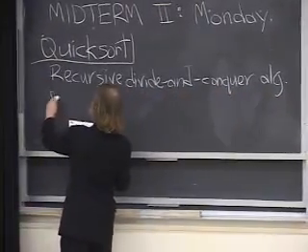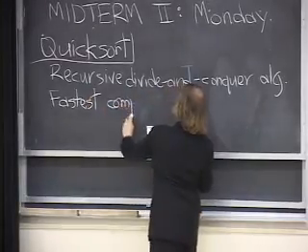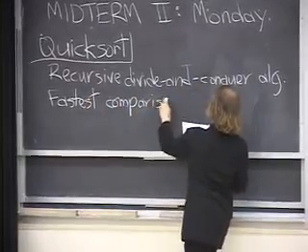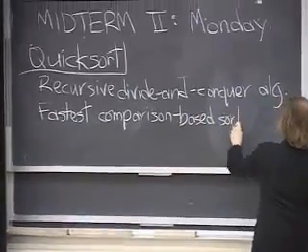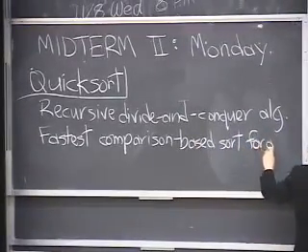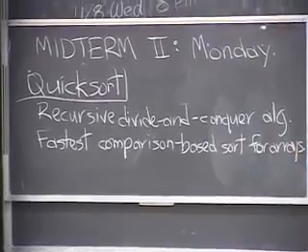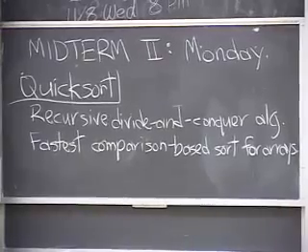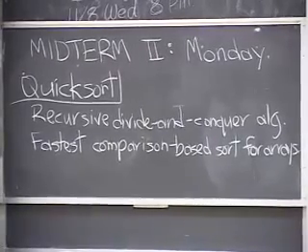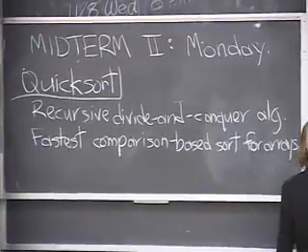Quicksort is the fastest known comparison-based sort for arrays. Several qualifiers. We will actually learn several sorting algorithms that are not comparison-based and are sometimes even faster. But quicksort is certainly the most used sorting algorithm in the world.